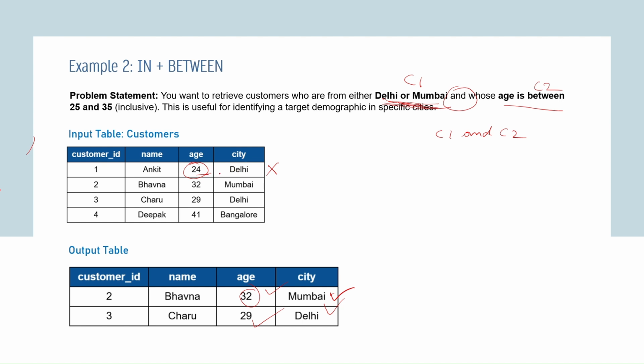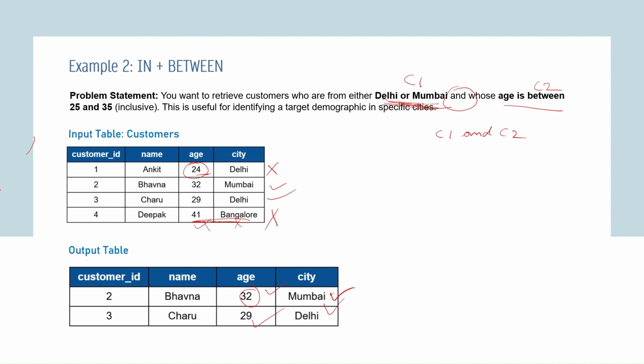that means both the conditions should be met. Now, when it comes to customer ID 4, we can see that none of the conditions have been met over here, because the age is 41. That means it does not meet our criteria. And again, the city is Bangalore, which is not in our condition. Our condition says that the city should be either Delhi or Mumbai. Okay, so that's how your output has been derived.